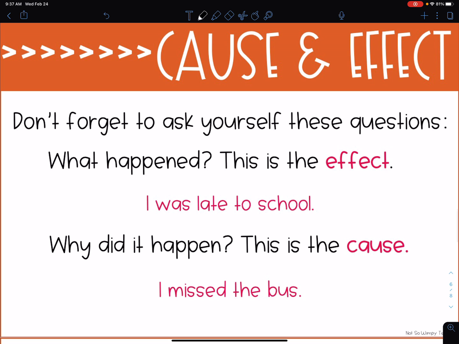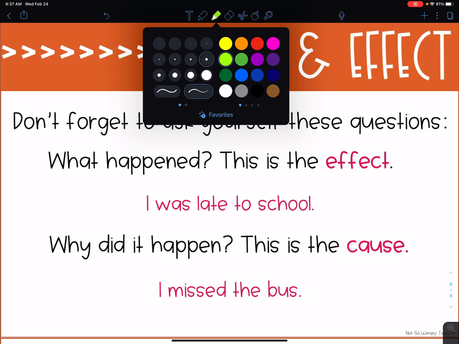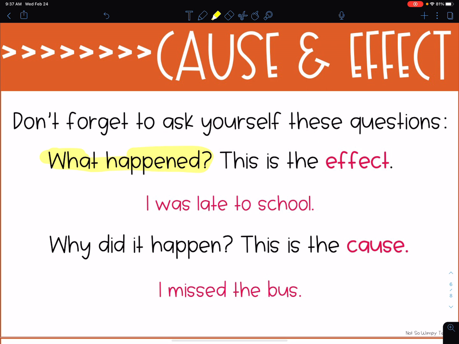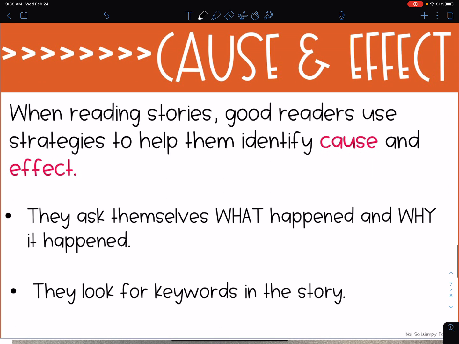When we're thinking about cause and effect, we need to remember to ask ourselves what happened and why it happened. I'm going to highlight those two questions. We want to ask what happened, and we want to ask ourselves, why did it happen? Those are two important questions to help us begin identifying cause and effect. When we read stories, good readers use strategies to help them identify the cause and effect. They ask themselves what happened and why, and we also look for keywords in our stories.